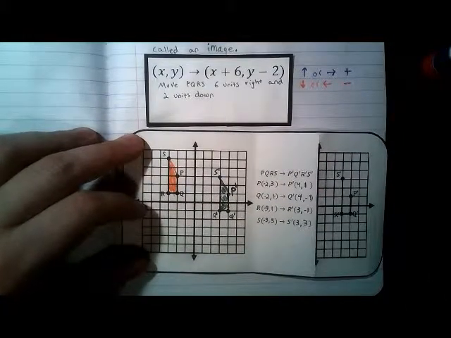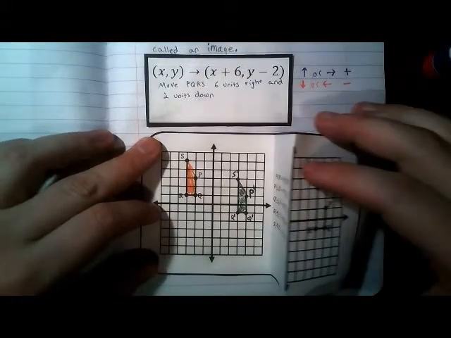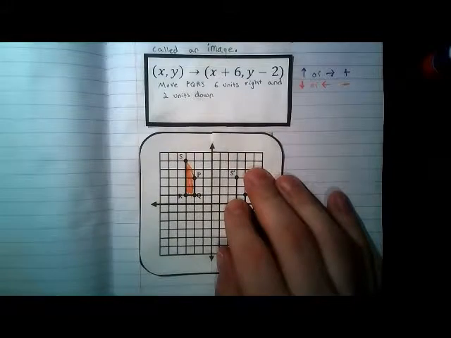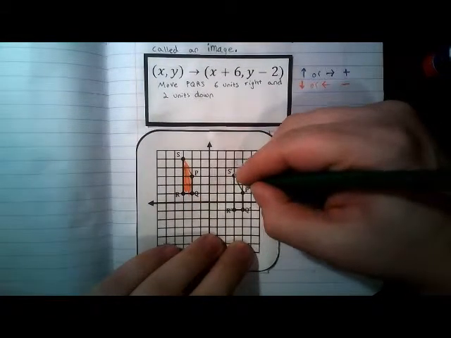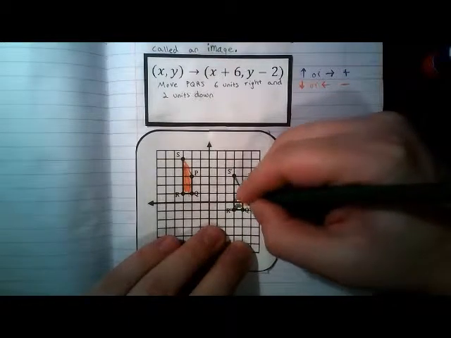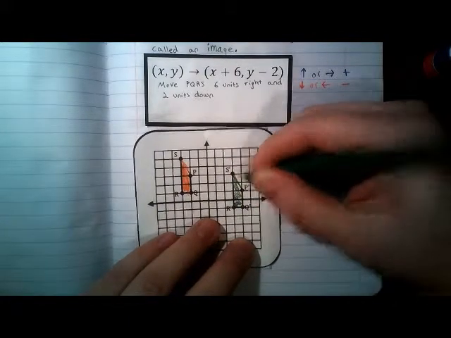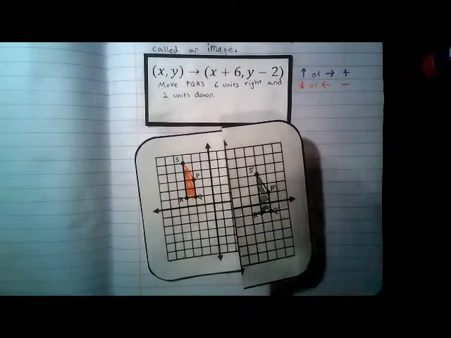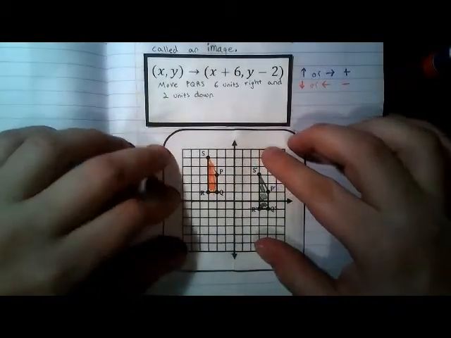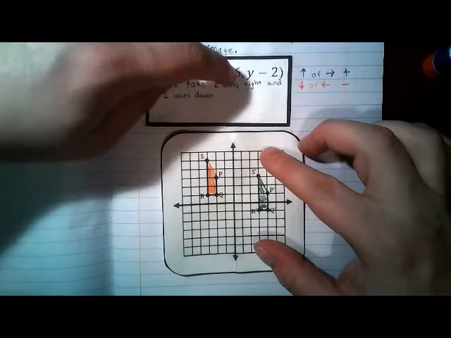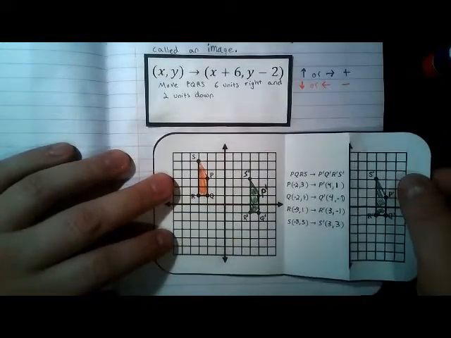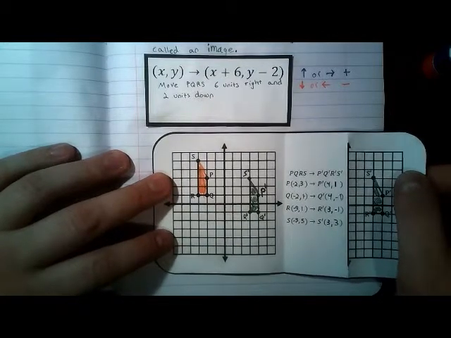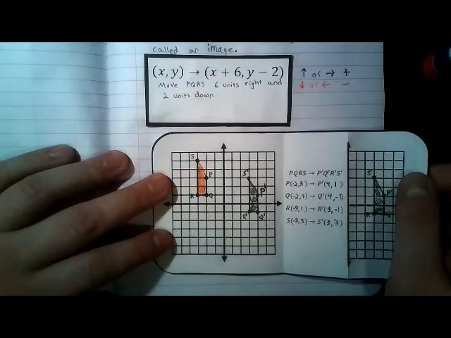And what's neat about this foldable is when you fold it in, you should see the correct answer right here if we were to color this one in too. So when you look back, you'll be able to see a translation, 6 units right, 2 units down, and be able to open it up and see how the coordinates change given that you were moving it x plus 6 and y minus 2.